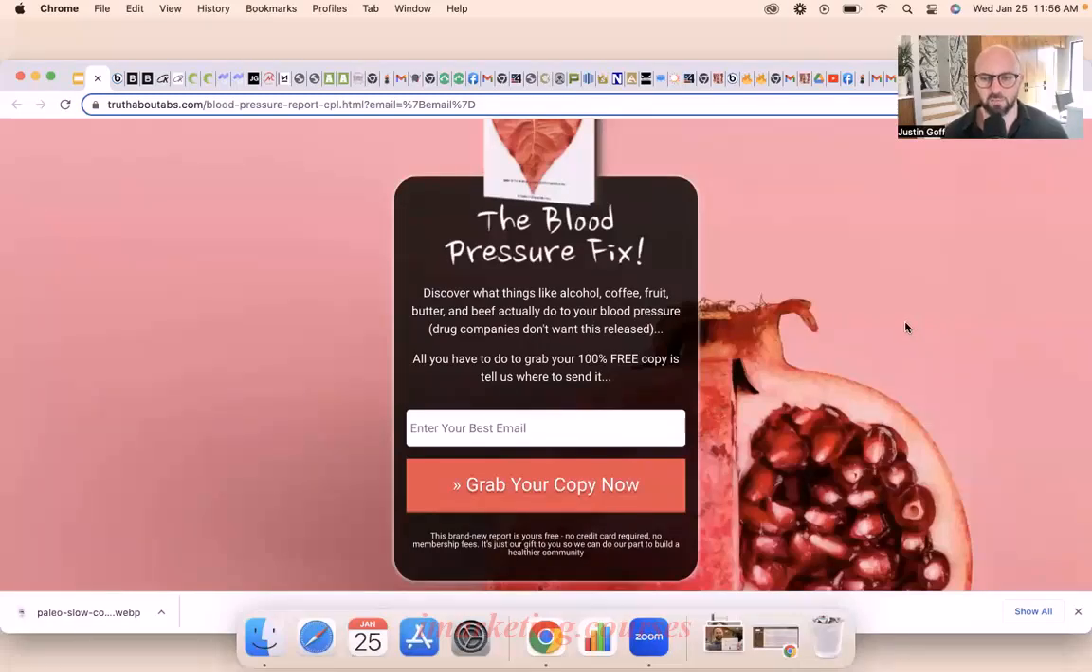If I want to sell a high ticket offer, should I offer a low ticket offer just after the opt in to make my leads buyers first? Yep, I would do that. If I was doing high ticket stuff, I probably wouldn't even have an opt in. I would just do a low ticket offer and then try to upsell them or get them on the phone into a high ticket thing.